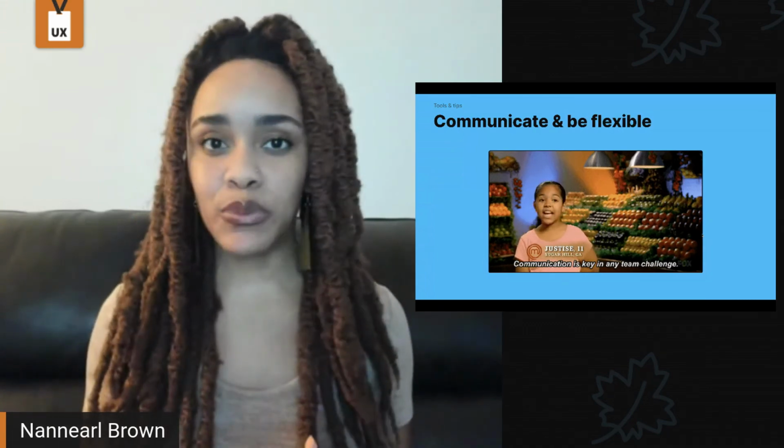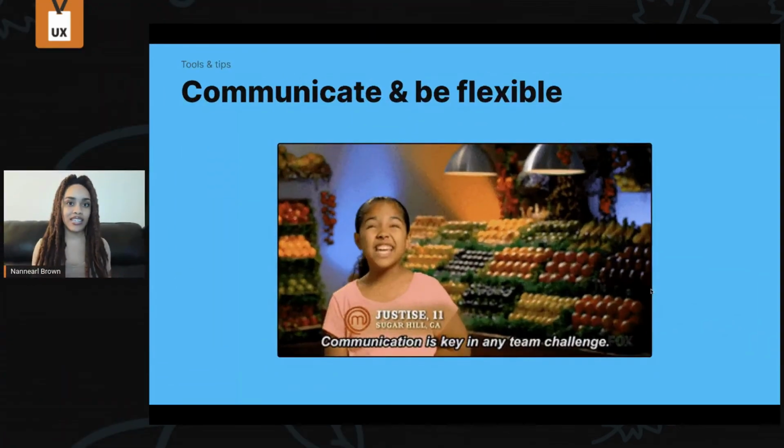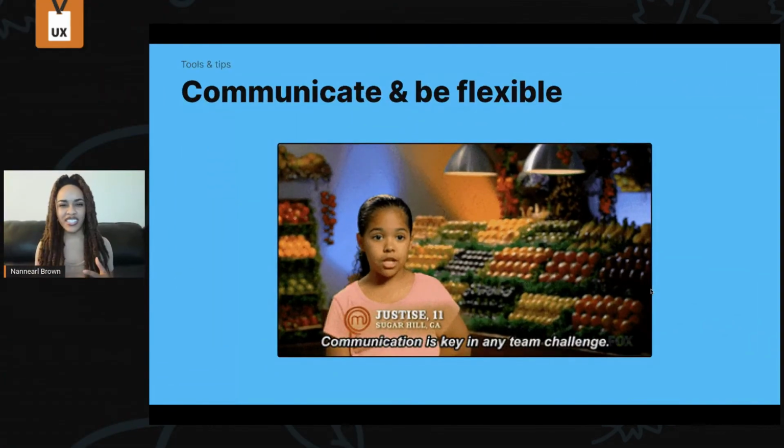And then being flexible. Things may need to pivot, things may need to be adjusted in terms of communication and maybe the messaging that we're using. And so being open to switching it up whenever needed can be really helpful.